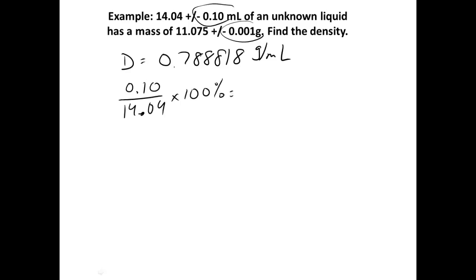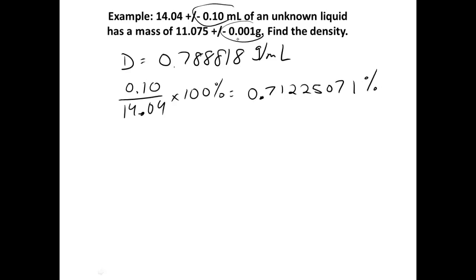and we get, it's going to be a very small number, 0.71225071. I'm not doing any rounding yet. I'll round at the very end. Okay, so that's the volume uncertainty as a percentage.